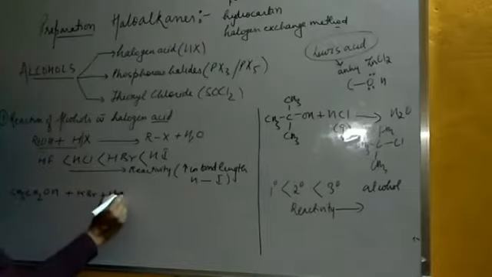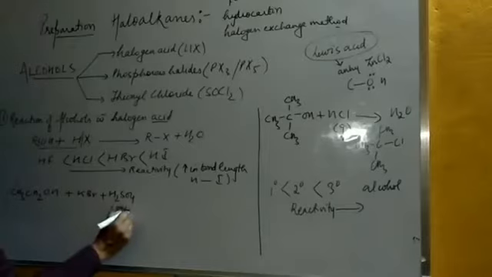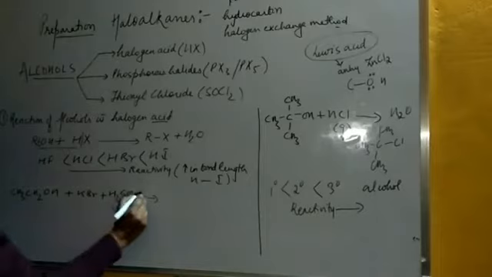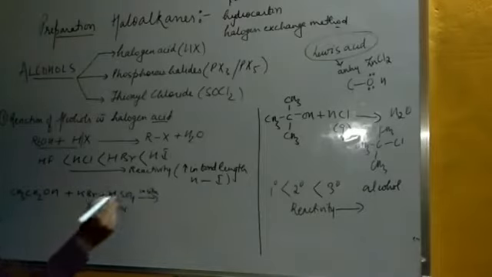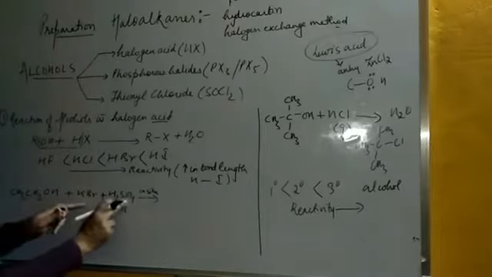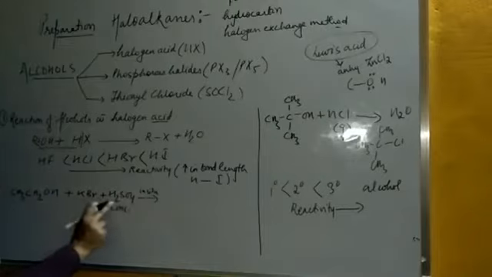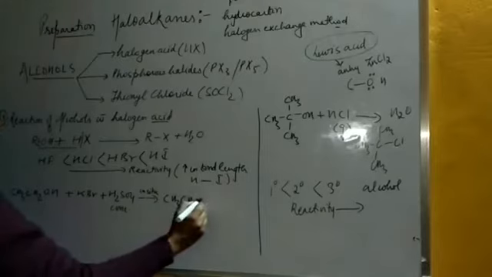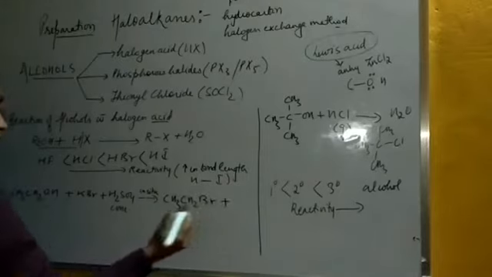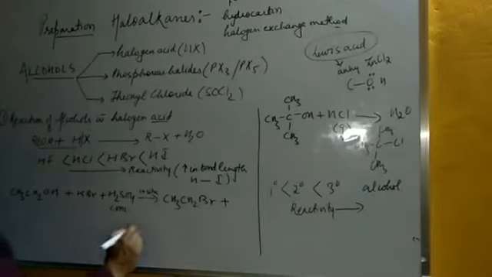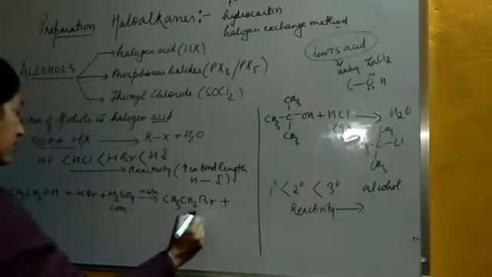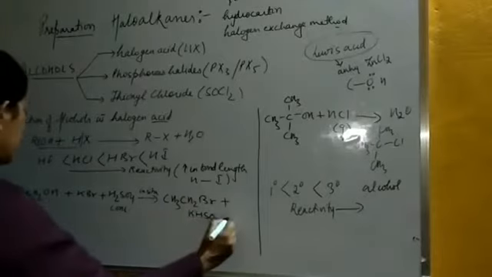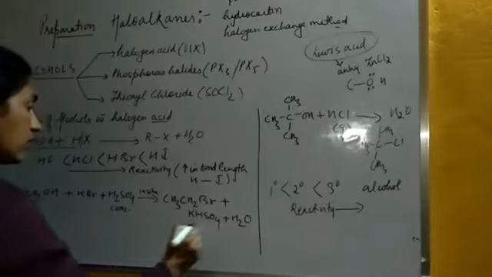That means we are going to use the reactant KBr. We are not using HBr directly here. It will be prepared during the reaction, in situ, because KBr and H2SO4, when they react, will form HBr. So here we will get CH3CH2Br formed. Along with that, we will get potassium hydrogen sulfate formed, and water will be formed.